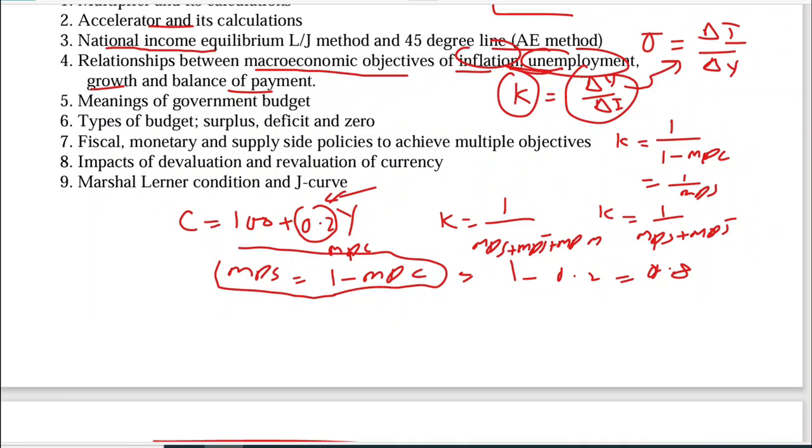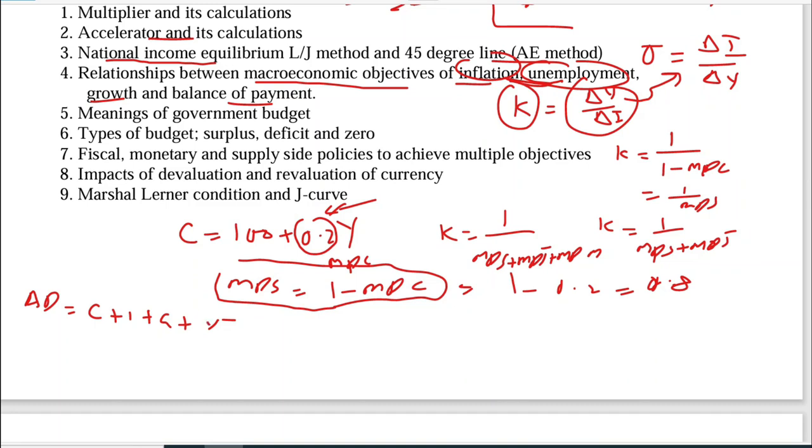And you must know other things as well, and you must know the formula to find aggregate demand. Aggregate demand is equal to C plus I plus G plus X minus M. So this is the formula to find aggregate demand. Budget, you must know the meaning of budget. Budget is the income and expenditure summary of the government, and a budget can be surplus, deficit, or zero or equilibrium.